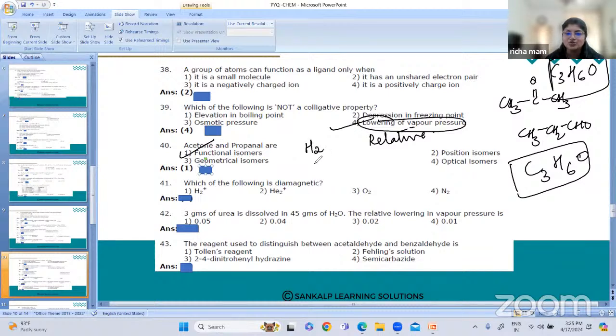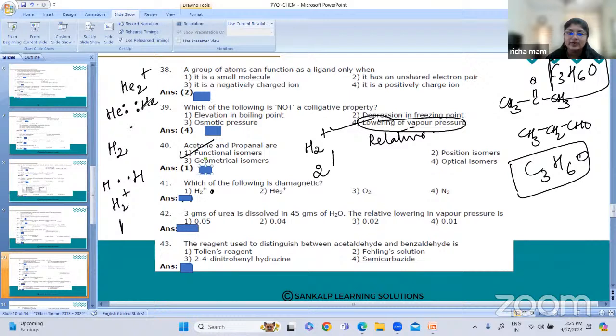If you take H2, H2 already has 2 electrons. H2 plus means only 1 electron, since each hydrogen has 1 electron. Then He2 plus. Each He has 2 electrons, so 2 and 2 is 4, minus 1 gives 3 electrons here. So this is also wrong, this is also wrong.